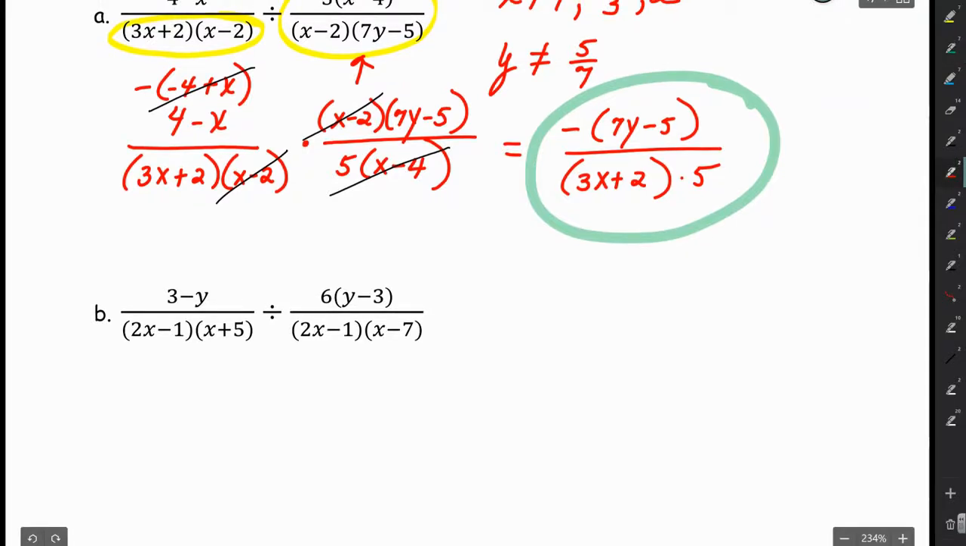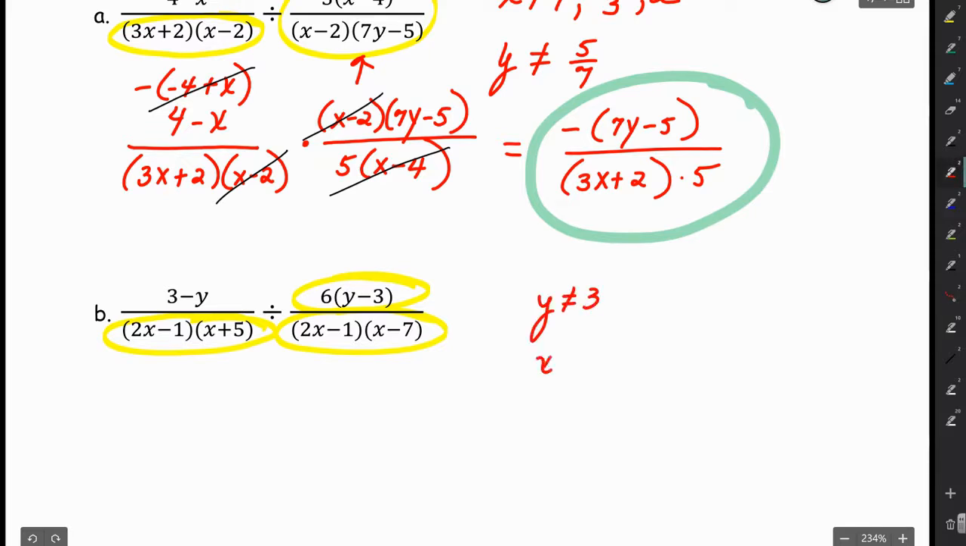So remember now, we've got to put restrictions on the numerator and the denominator of the second part of this because we're doing division, and the denominator of the first part. So let's write down all the restrictions. Thankfully, this is already factored. So we're going to have a restriction at y equals 3. So y cannot equal 3.